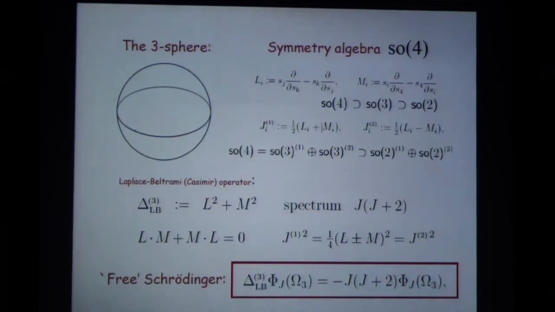So in terms of this algebra, we have the Laplace-Beltrami operator, which has this spectrum in a definite class of individual representations. The second Casimir is 0, identically in this realization. So these two SO3 algebras have the same Casimir operator. And then you have the free Schrödinger, original free motion of the sphere system.